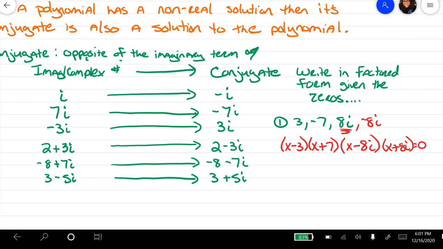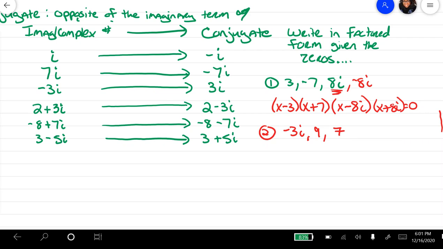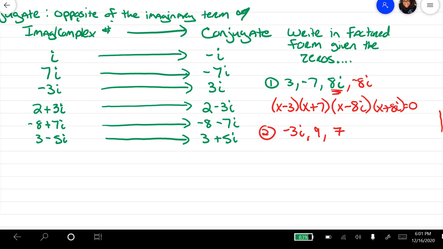So example 2. For example 2, let me give you these zeros. Let's say I have negative 3i, 9, and 7. And I want you to, again, write this in factored form. I'm again going to start with the real numbers first. Again, I'm always doing a binomial, and it's always the opposite. So this is going to be x minus 9, and this is going to be x minus 7.